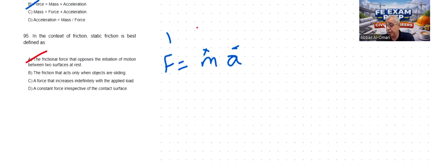Now, the option that it increases indefinitely with the applied load, this does not make sense. There is no force that increases indefinitely. A constant force irrespective of the contact surface, this is also nonsense. So you can eliminate all the other options by common sense. But you should be sure the first option is correct.